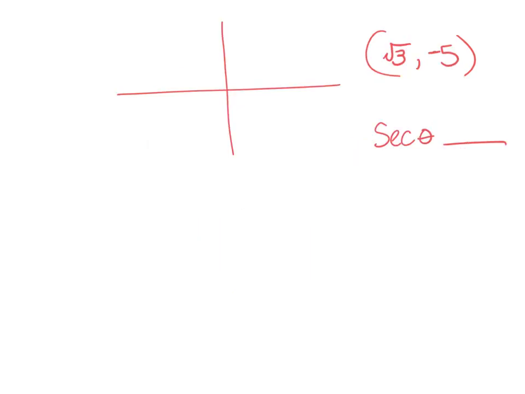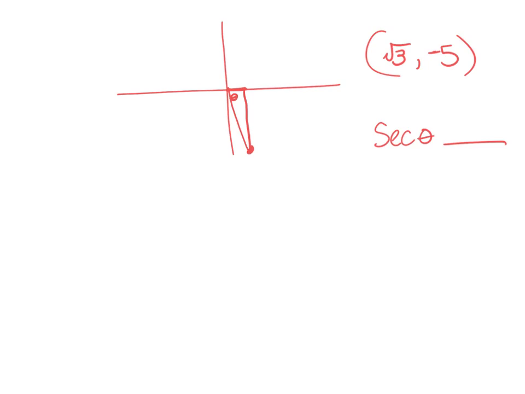Okay. So when I'm plotting this point, I go over √3, which is not far because it's like 1.73. And then I go down -5, which is way down here. And I put my point, right? And then I connect the dots. So I have a triangle that attaches straight up to the x-axis and to the origin. And theta always comes out of the center.